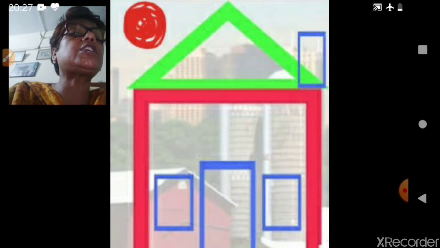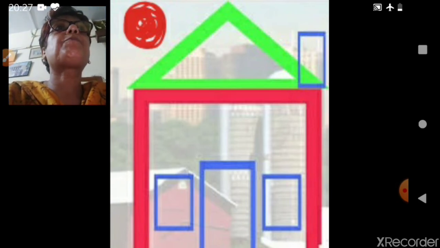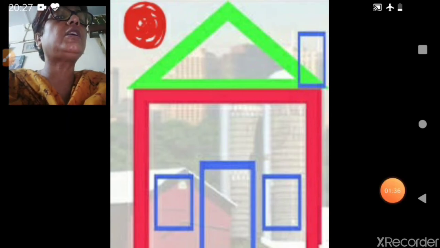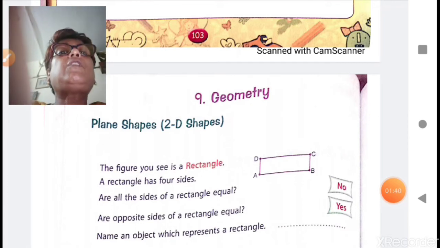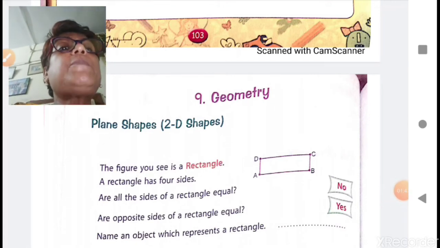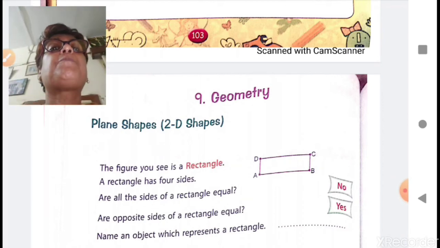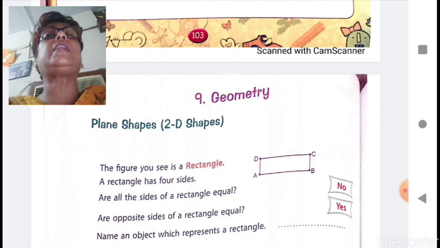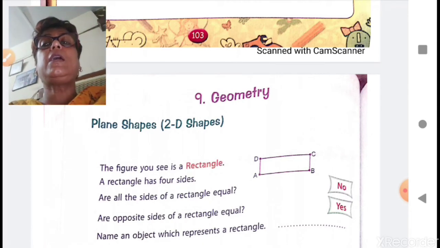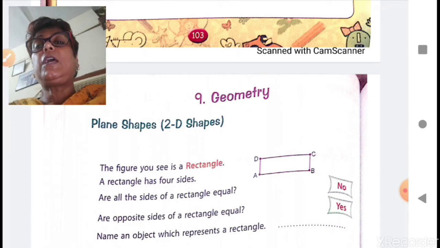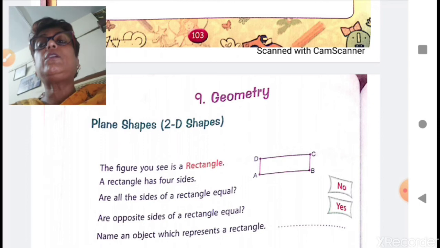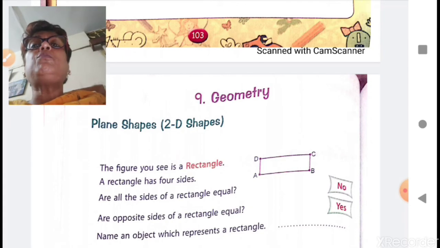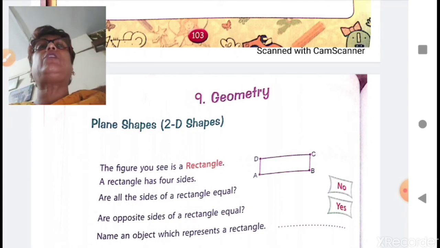First in shapes we will again revise 2D shapes, that means two-dimensional shapes. So first we have started with plane shapes. Plane shapes, that means two-dimensional shapes. Two-dimensional shapes are the shapes which have two dimensions, that is length and breadth. Plane shapes are the shapes that can be laid flat on any paper or any table or any plane. So these plane shapes can be laid flat or they can be drawn.